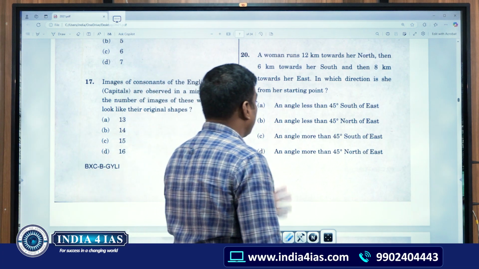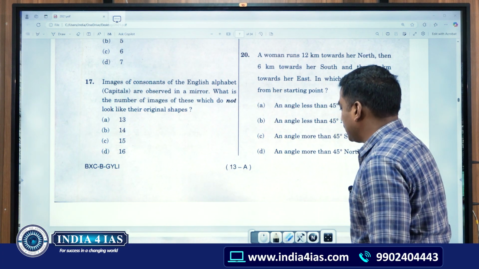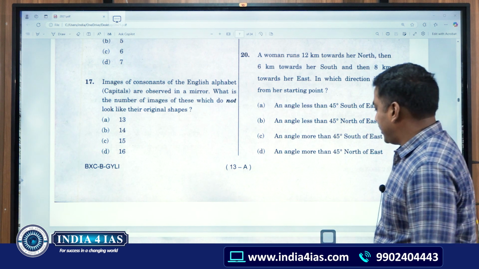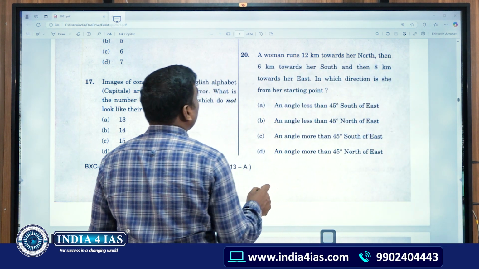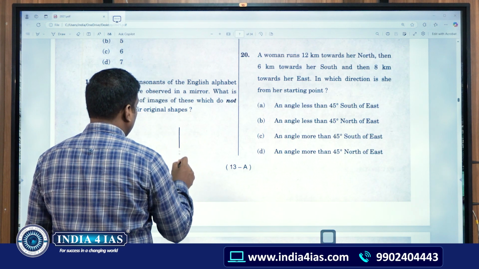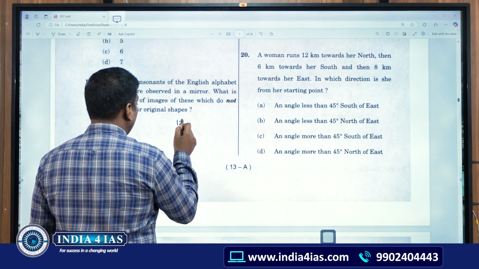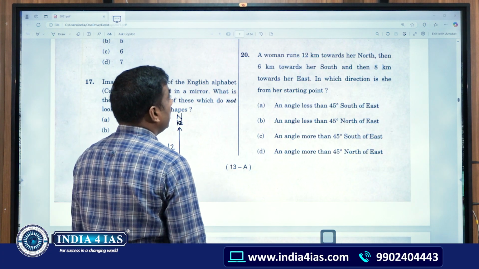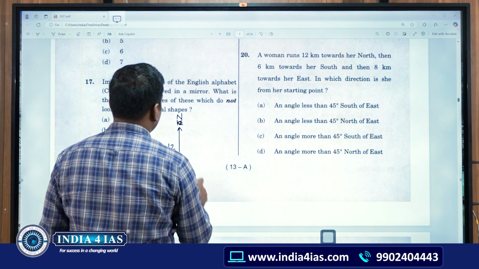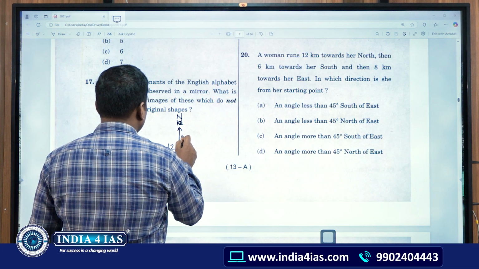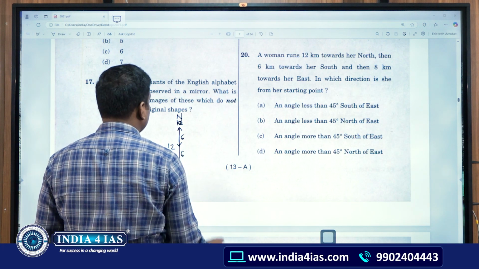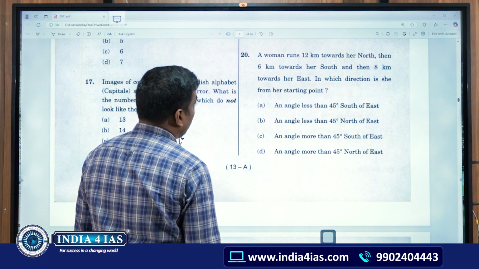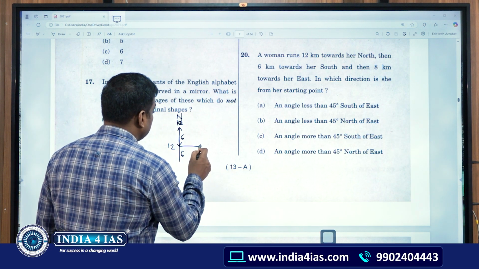Yeah, this is also kind of a direction problem, but I will take up this problem because this is not the usual problem that we get. A woman runs 12 kilometers towards the north. Then 6 kilometers towards the south. Again she comes back, so that is 6. And then she turns and goes 8 kilometers towards the east. So east is this.